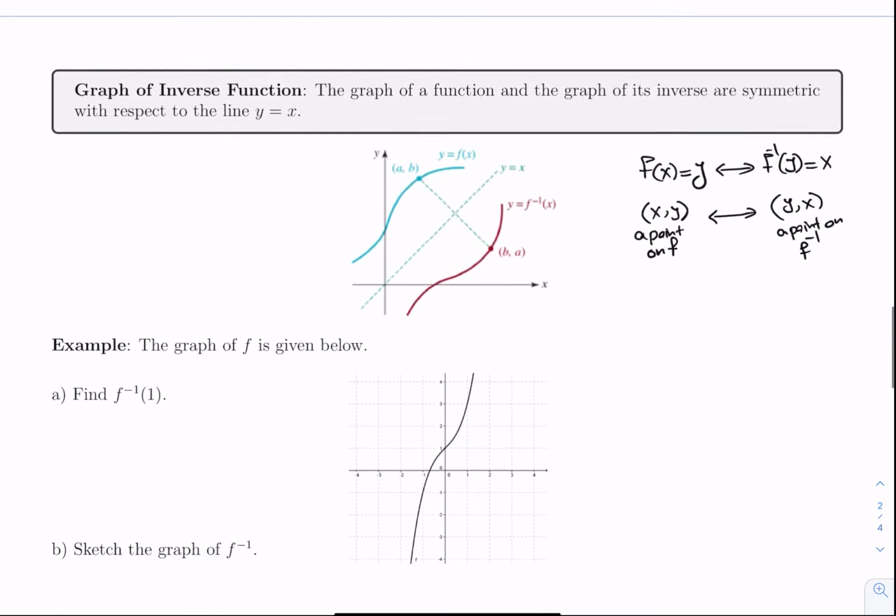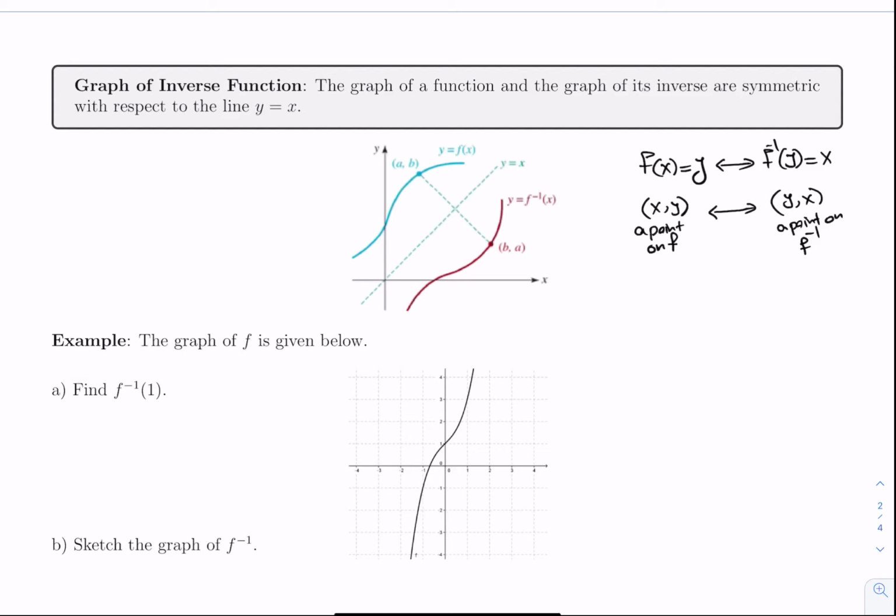Now when you think about the relationship between these two points, the point with coordinates x and y and the point with coordinates y and x, these two points are the reflection of one another in the line y equals x. What does that mean? It means that the point y and x is the reflection of the point x and y in the line y equals x.